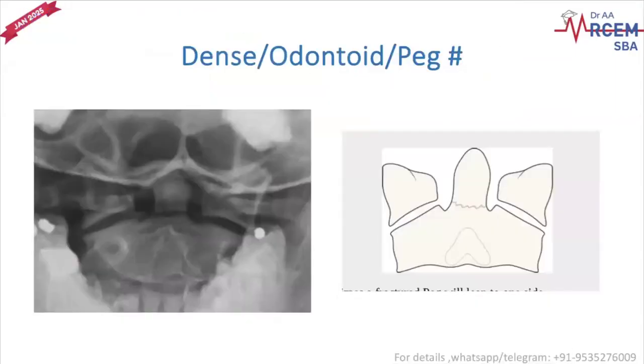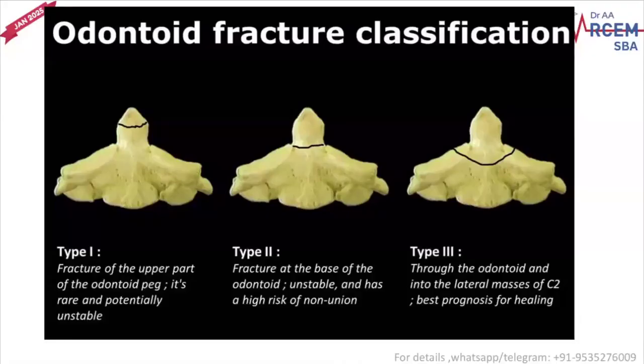Open mouth view. Dens fracture, also known as odontoid process fracture, also known as peg fracture. This part is known as peg or odontoid or dens. This is the fracture line that you are having. Depending on where the fracture line is present: if the fracture line is at the upper part of the odontoid process, then it is type 1. If it is at the base of the odontoid process, then it is type 2. If it is below the base, that is, it involves the lateral masses of the C2, then it is type 3.